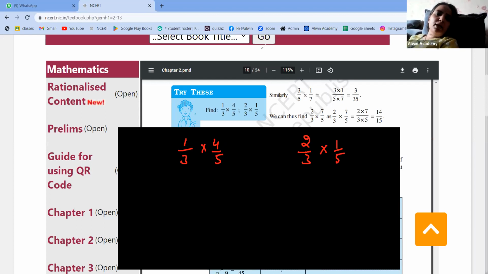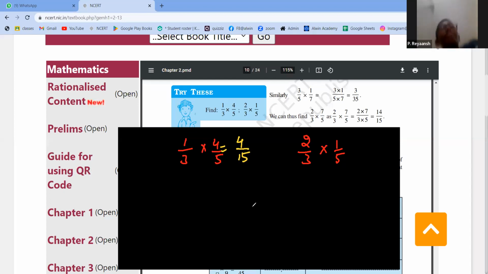First of all, tell me, can this 4 be simplified with any of the denominators? No, ma'am. Can this 1 be simplified with any of the denominators? No, ma'am. That means the only task left here now is multiplying the corresponding numerators and denominators. 4 times 1 is 4 and 3 times 5 is 15. That's the answer. Got it?